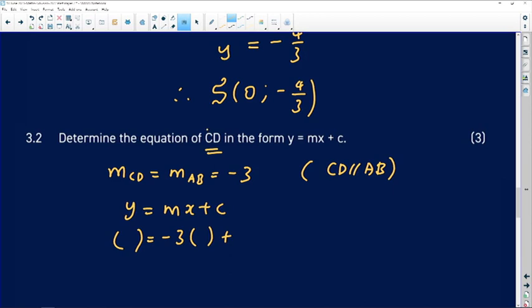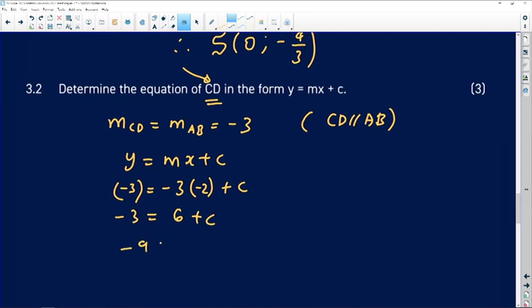Now we've got the coordinates of C. We were told what point C is. Its y coordinate is negative 3 and its x coordinate is negative 2. Then from here, we can solve for the value of c. So I'm getting negative 3 equals 6 plus c, and the c value is going to literally be 9. Okay, it's going to be negative 9 is c. Okay, we're happy with that. Therefore, the equation of the line is going to be y equals negative 3x minus 9.